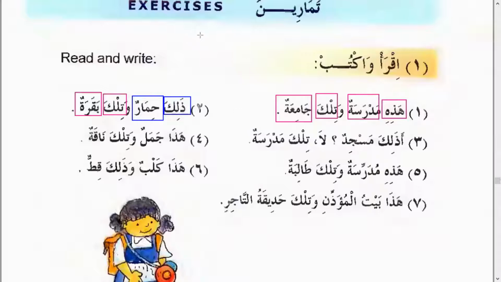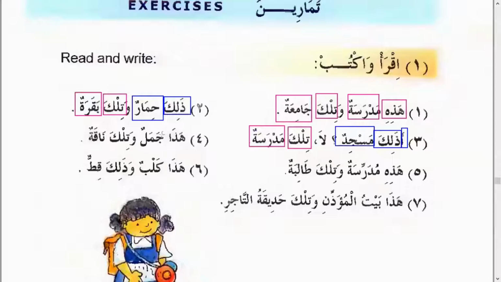A dhalika masjidun, is that a masjid? So masculine. The 'a' is used for questioning, right? A dhalika masjidun, is that a masjid? La, tilka madrasatun. No. That is a school. Madrasa, again feminine. So we use tilka. Right? Tilka madrasatun.